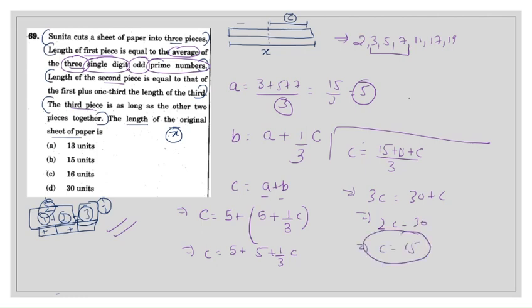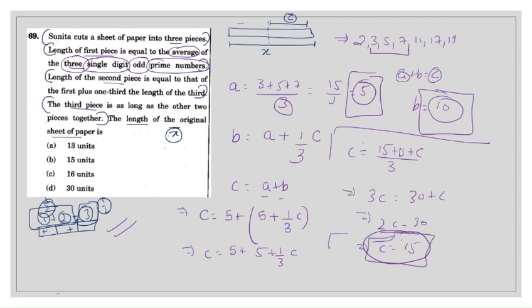Now C we know is 15, A we know is 5. So B will be equal to 10 because we know that A plus B is equal to C. Since C is 15, A is 5, B will be equal to 10. So we know the value of A, the value of B, that is the length of the second piece, and we know the value of the third piece, which will be equal to 15.